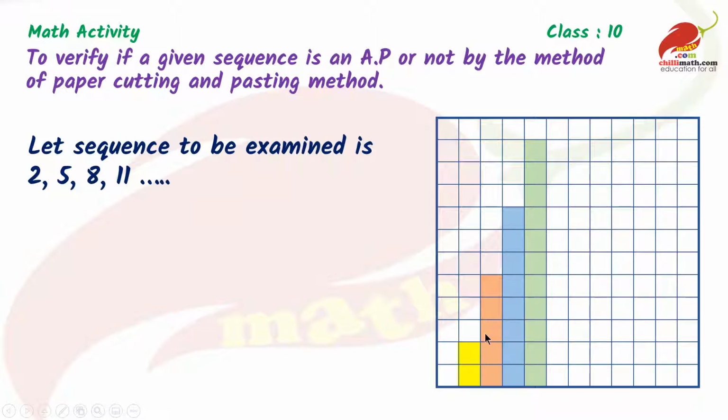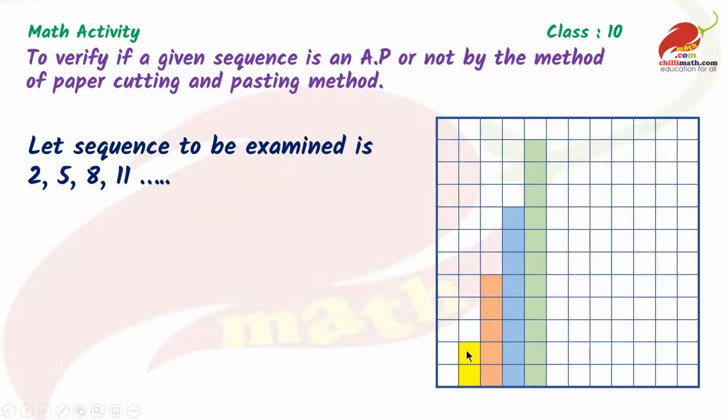So these colors are representing terms. This is the first term, second term, third term and fourth term and so on. So now how to check whether this sequence is an AP or not. Let us check the difference between the heights of these two consecutive terms or these two consecutive strips of different colors.